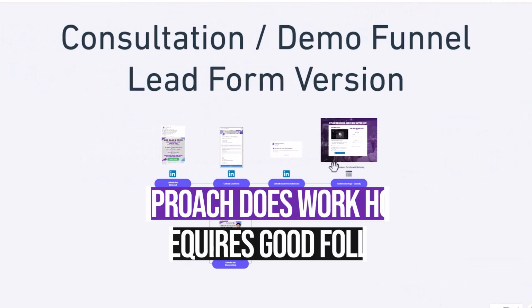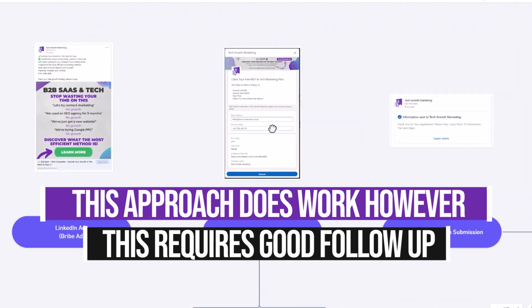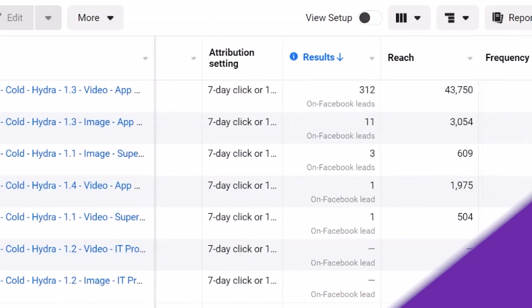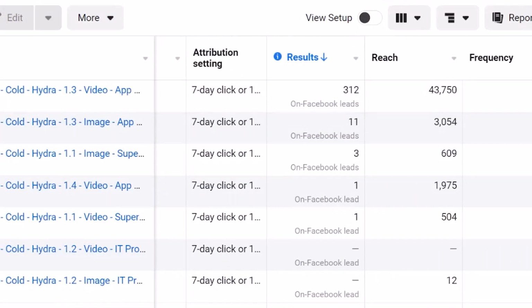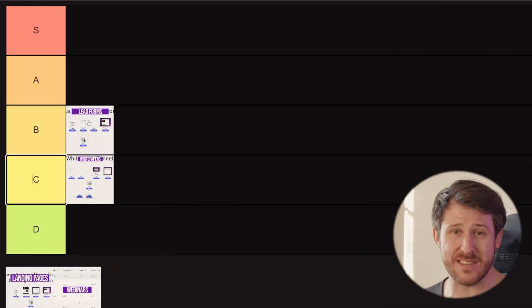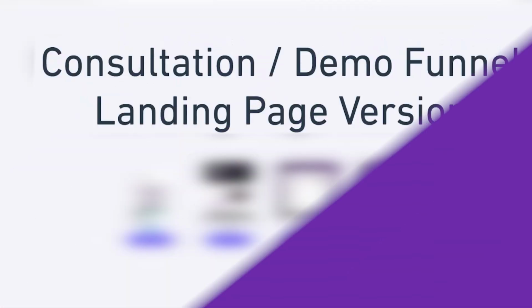Follow up. As a result, this method of using a lead form essentially to get a sales call in the diary does work, but it requires really good sales reps to be able to follow up with those leads to be able to schedule them. As a result, I'm putting it slightly above the white paper approach as a B-tier system. But this next system is where we started to unlock consistently high return on ad spend and made everything in the process way easier.